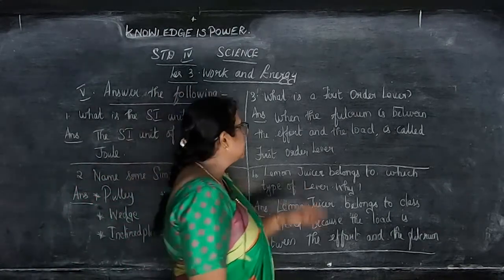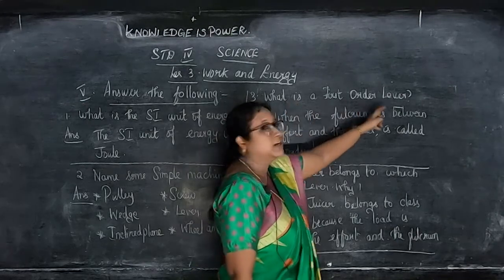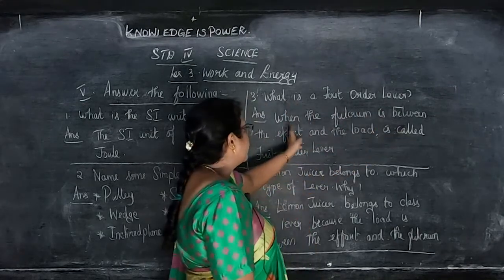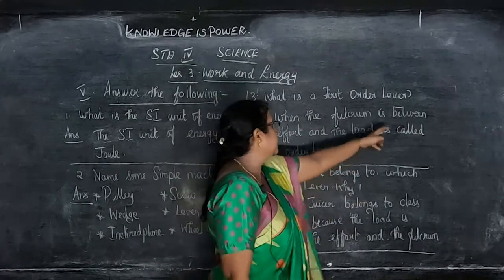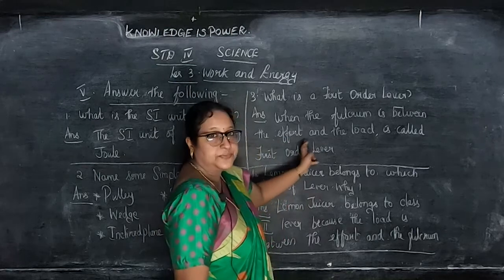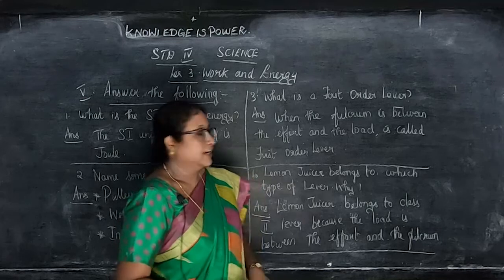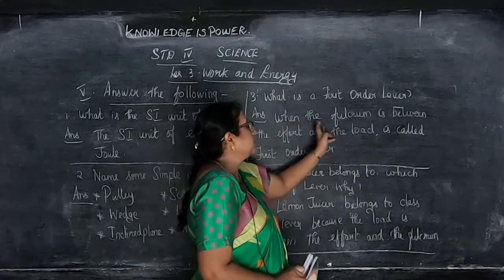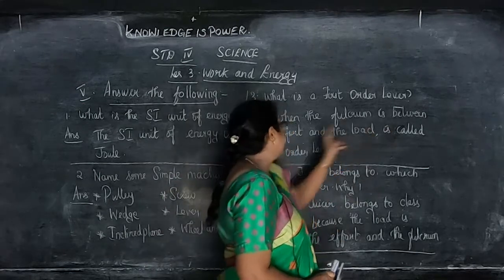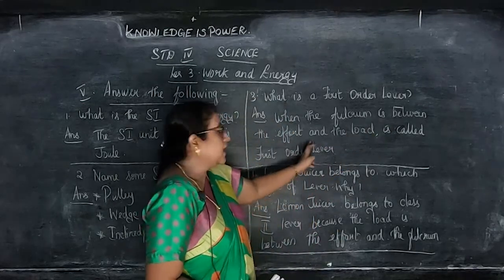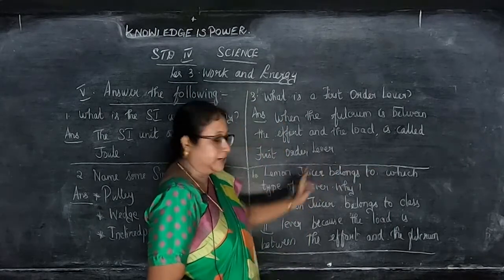Okay children. So next is, what is a first order lever? So the answer is, when the fulcrum is between the effort and the load, it is called a first order lever. So how will you say? When the fulcrum is between the effort and the load, it is called a first order lever.